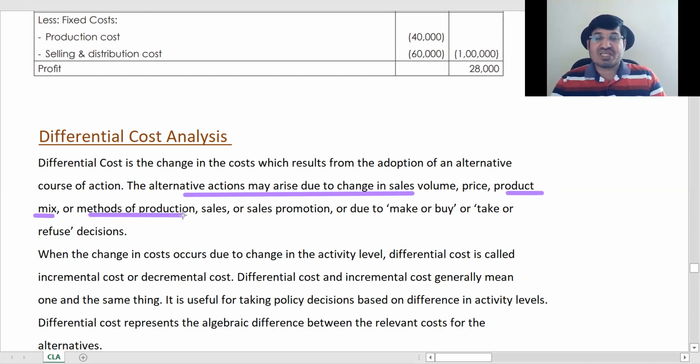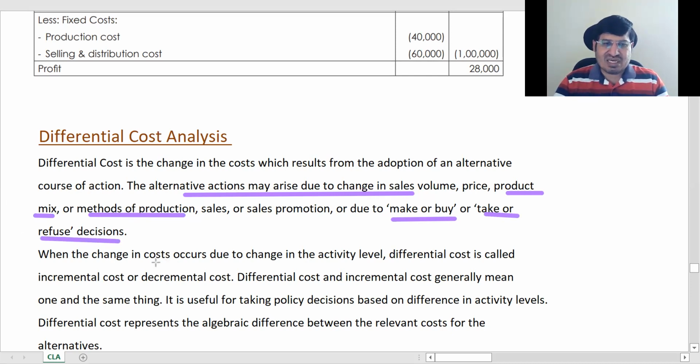Some units you are manufacturing and some you are buying from outside. So your method changes there, right? Make or buy is again the same example. And take or refuse comes for a tender or contract. If you're getting a contract, whether you have to accept it or not, then you have to do the differential cost analysis.